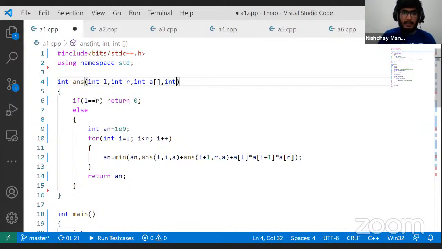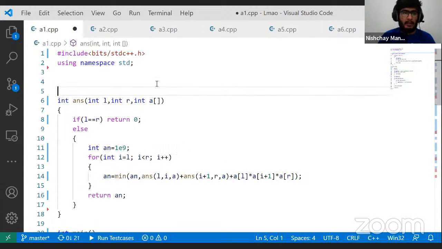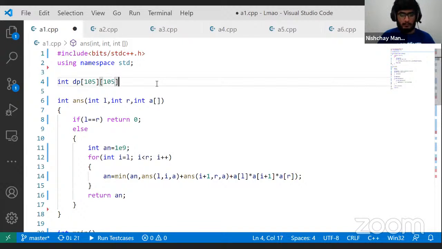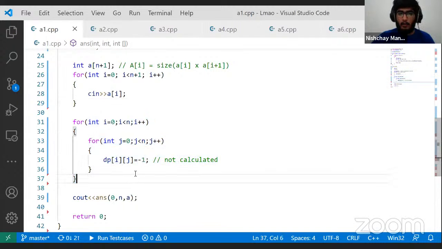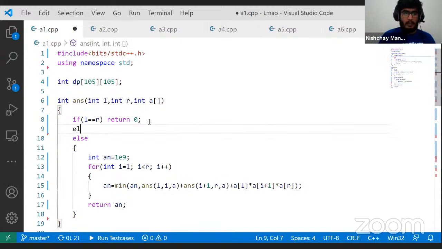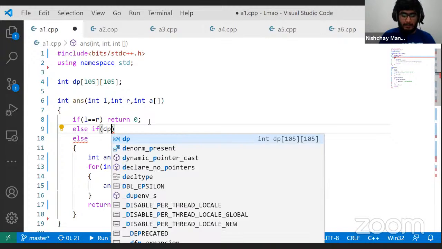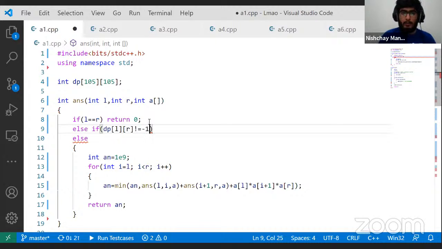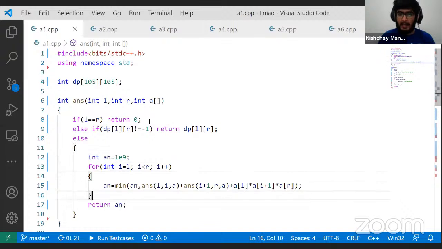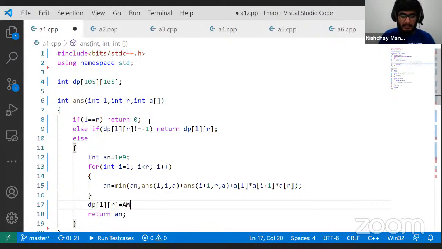I have to include the dp array as well, and instead of including that in the function itself, I'm going to be declaring dp outside. Let's call it dp 105 by 105. This will be a global variable. Initially I have declared all of them as -1, as not calculated, and here if dp l r is not equal to -1, that means dp l r must have been calculated before, and I'm just going to be returning dp l r, and this is going to be my answer. Otherwise we are going to calculate dp l r, and I'm going to set dp l r as answer, and then I'm going to return the answer.